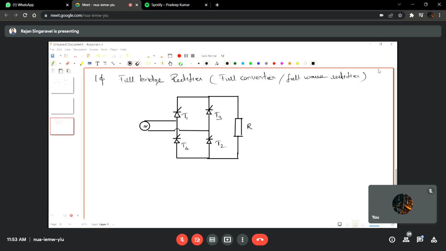So let us analyze the working principle here. I think I have already explained these working principles in the class before the laboratory, but once again I'll spend some time on this so that whoever has not listened during the time, they can understand the working principle of the full wave rectifier. Because in laboratory this has been explained to you.